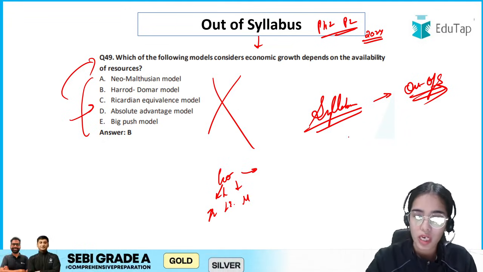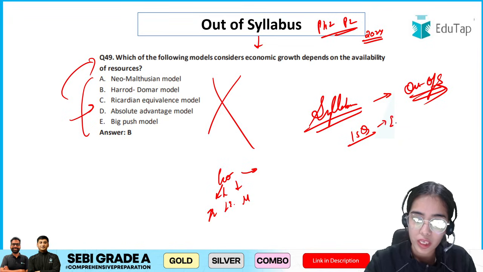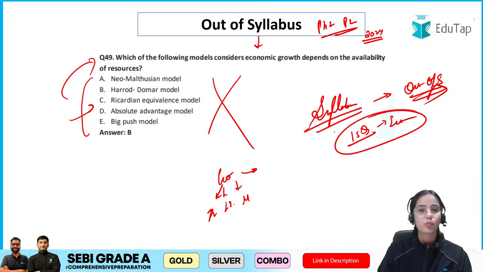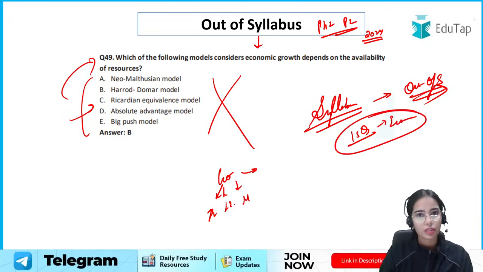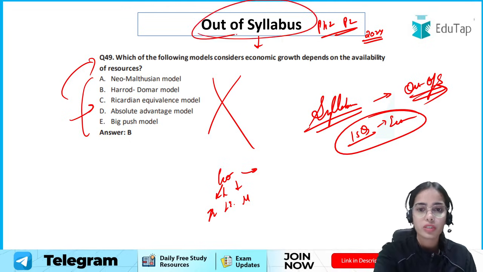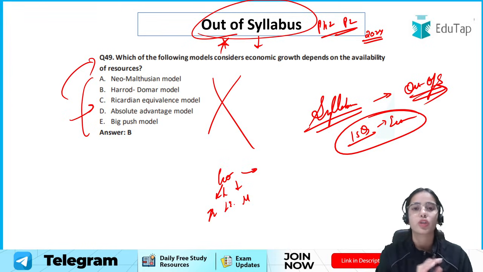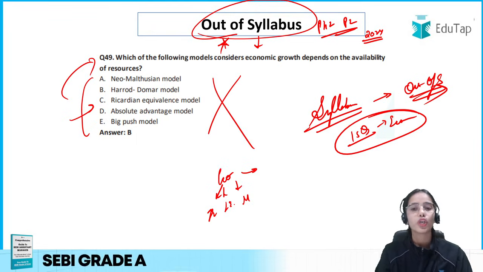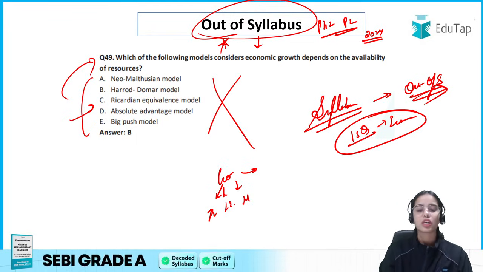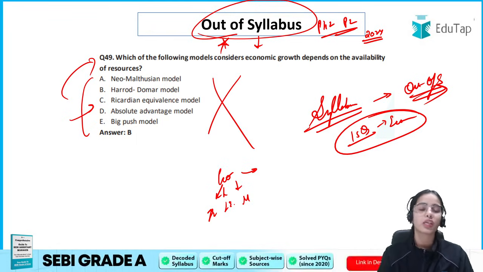14 out of 15 questions in economics, most of the questions are from your syllabus. And out of syllabus questions cannot be predicted in economics. So I will suggest you do not focus on out of the syllabus questions. If you see the PYQs, there are 1 or 2 questions that are out of the syllabus, but you cannot focus on them, because economics is very, very vast. You cannot cover everything in economics. Just focus on the syllabus that is given to you.